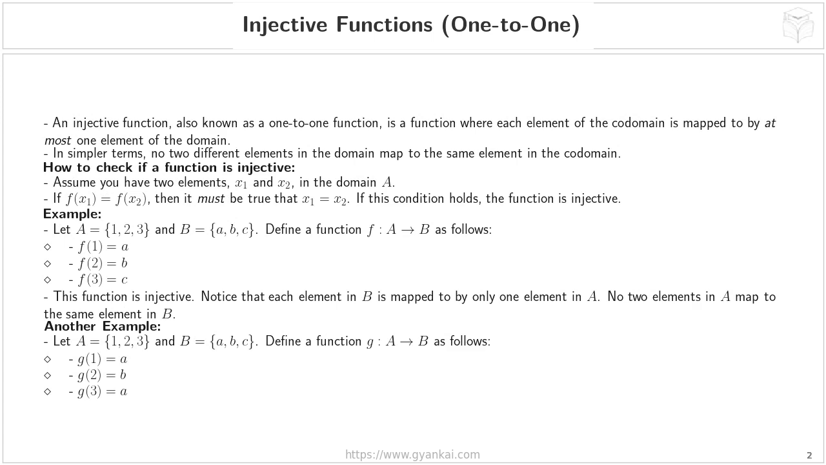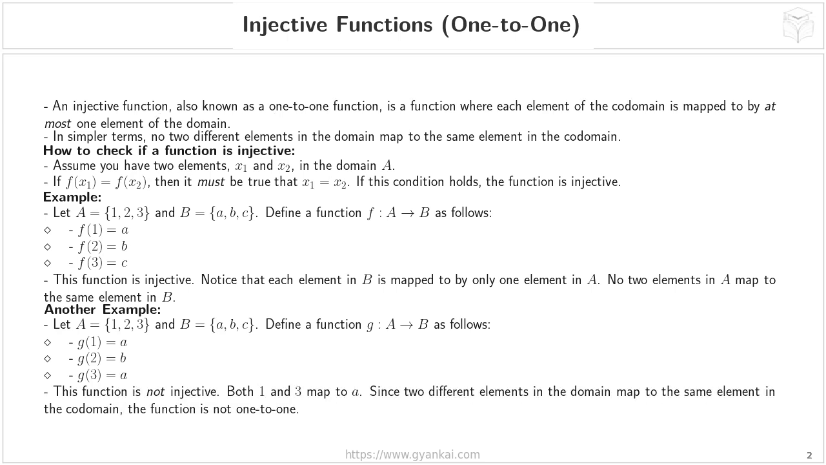Now let's look at a function that is not injective. Let's define another function, g, that also maps from A to B this time. g of 1 maps to a, g of 2 maps to b, and g of 3 maps to a. See what happened there? Both 1 and 3 map to a because two different elements in the domain, 1 and 3, map to the same element in the codomain. This function is not one-to-one, meaning it's not injective. Keep this concept in mind as we move on to surjective functions, because understanding injective functions will be crucial when we discuss bijective functions, which combine both of these properties.